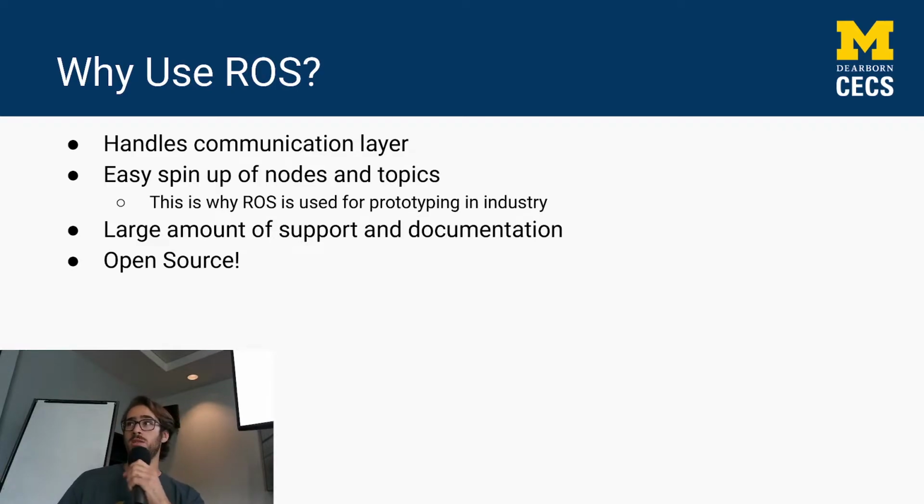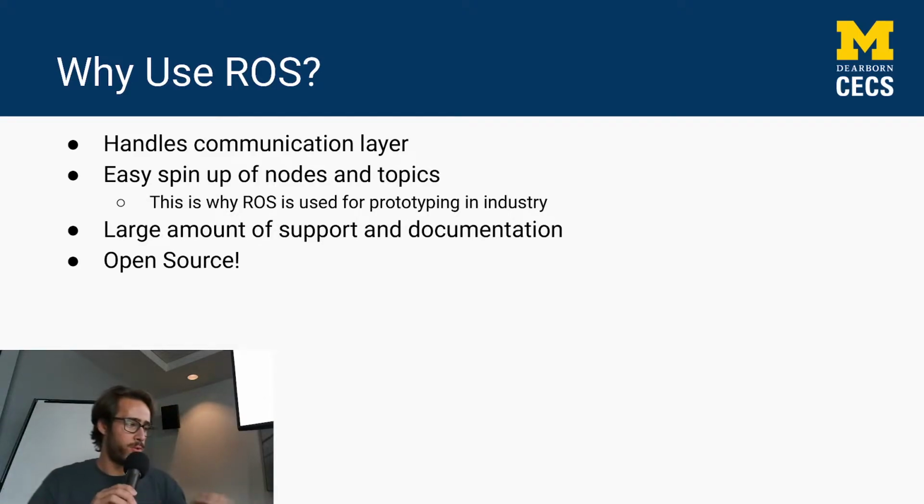It's used in industry quite a bit for prototyping. I know Toyota uses it for a fact. Ford uses it a little bit. Bosch does as well, so it's well used in industry. It's got a large amount of support and documentation. There's tons and tons of tutorials online for using ROS, and it's open source. So when it breaks, we can help fix it, or at least help put the problem out there so that someone else who's smarter than us can try and fix it. So that's traditionally why we use ROS.